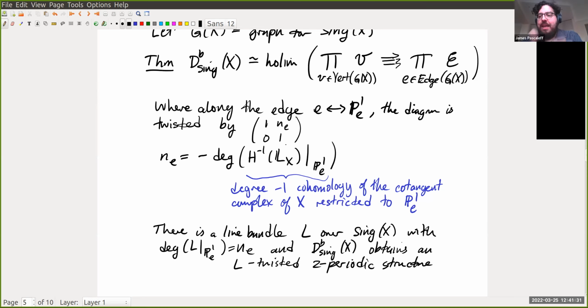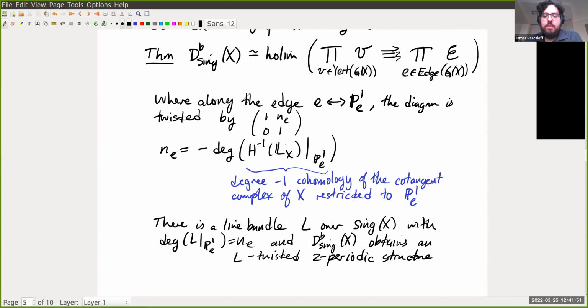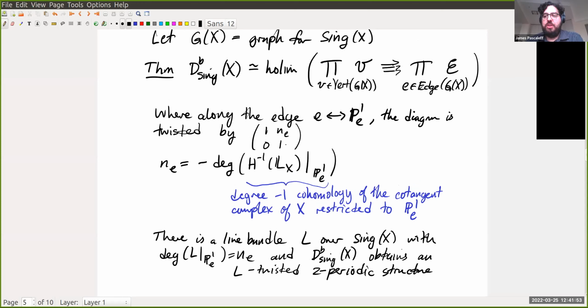All right, and then there's a line bundle. So the autoequivalence here is the tensoring by the line bundle that I just described. Tensoring with that line bundle, or actually the dual line bundle, is the autoequivalence of dB-Sing. And the way this works is you get an L-twisted 2-periodic structure. So tensoring by L is isomorphic to the double shift.